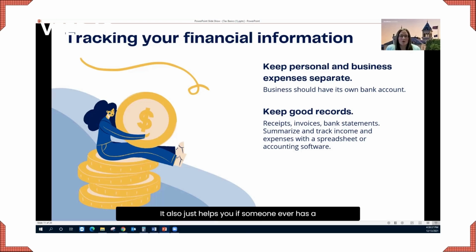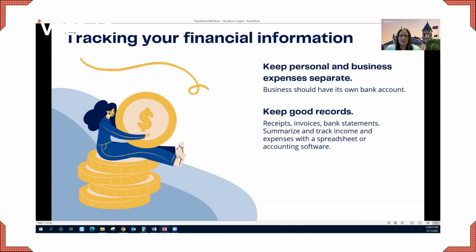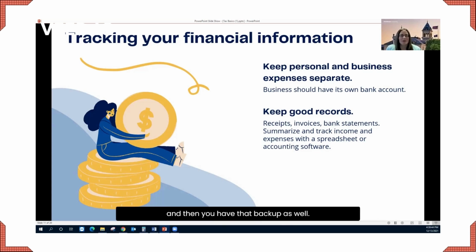It also just helps you if someone ever has a question, maybe you're just going back to prior year information, saying how much did we spend on this? And then you have that backup as well. You can go pull for that as well. So keep that information on file.